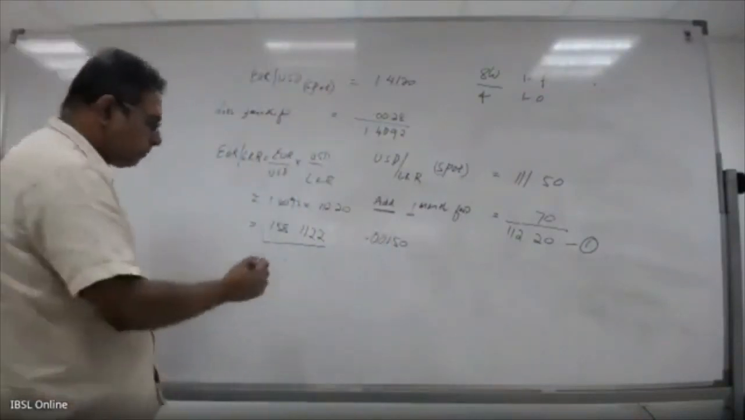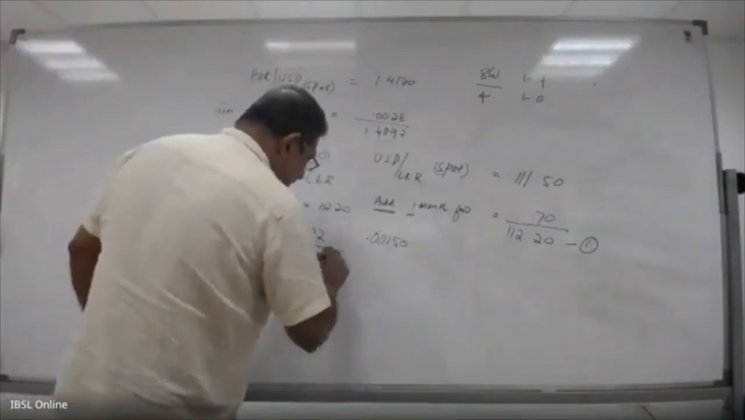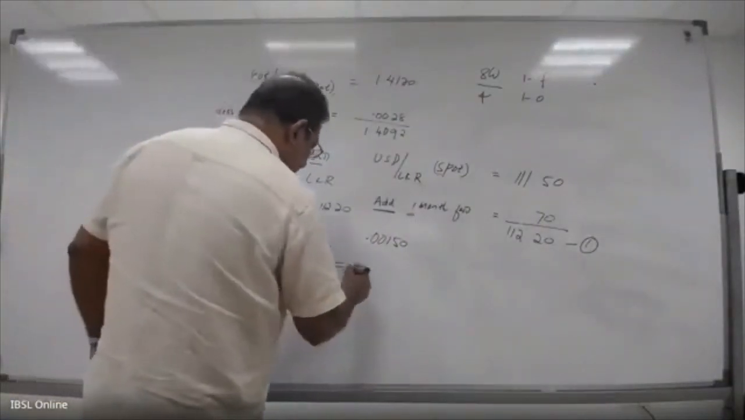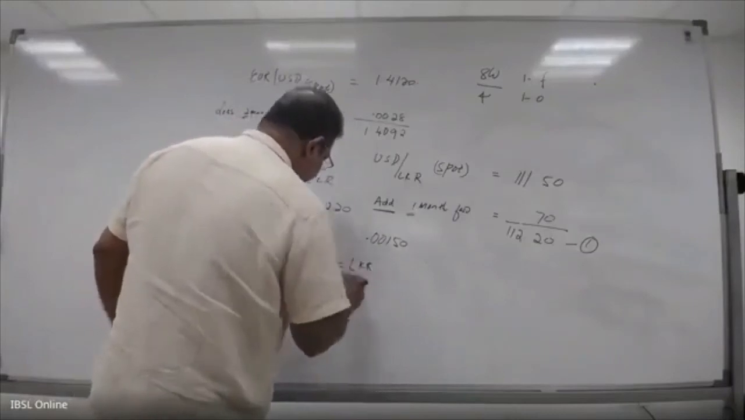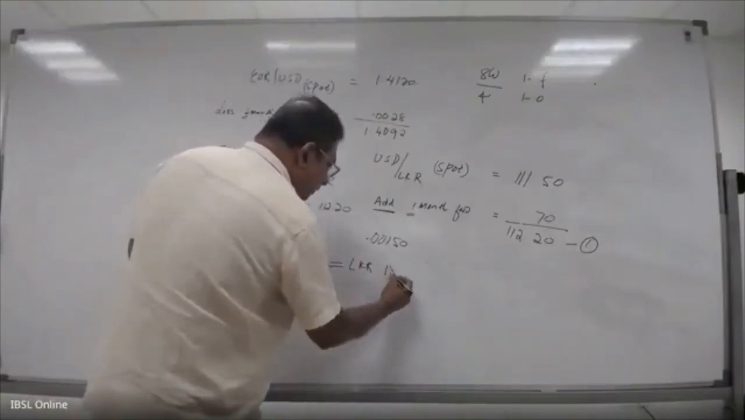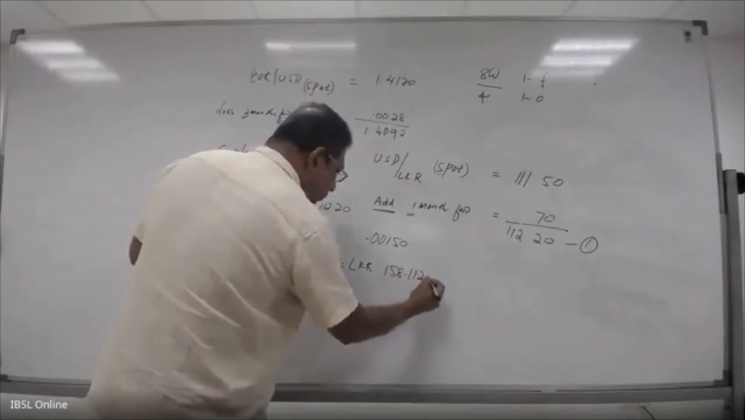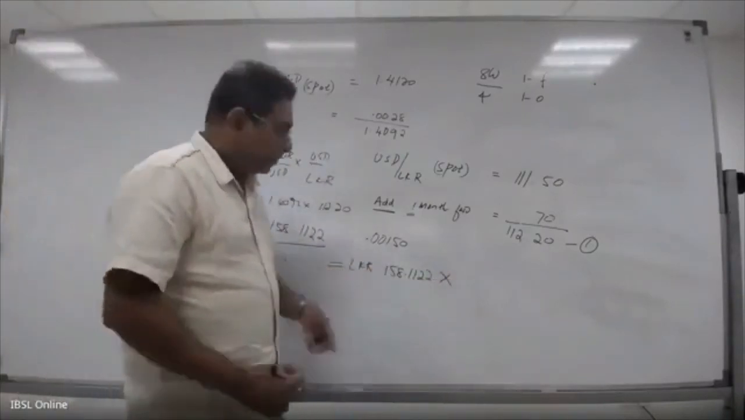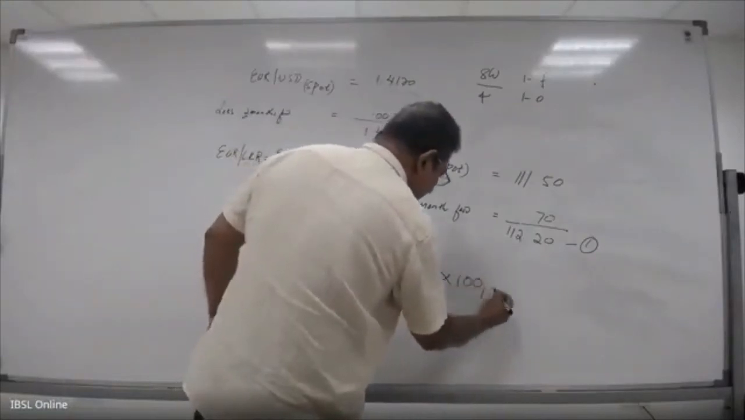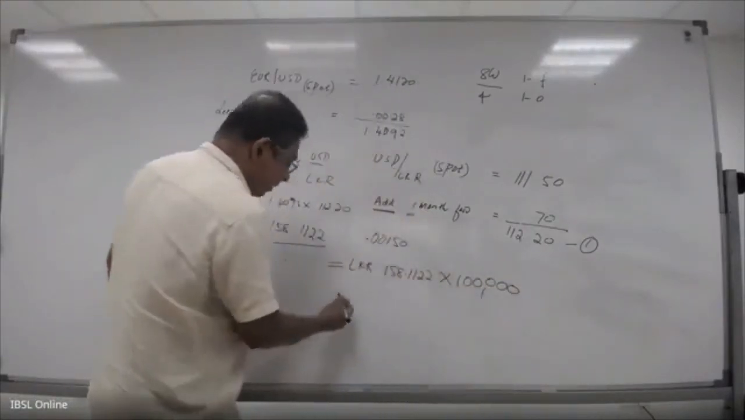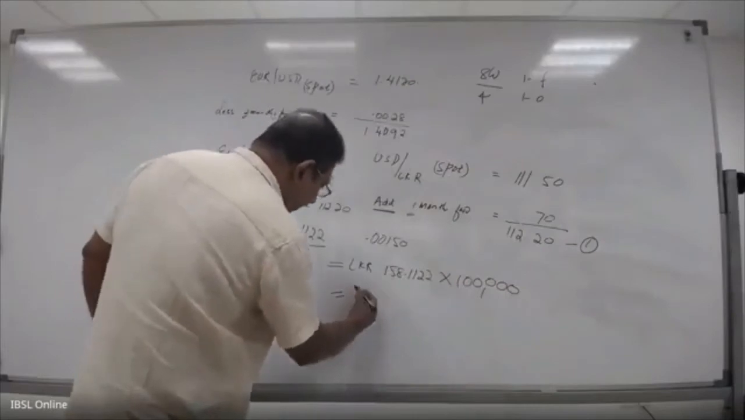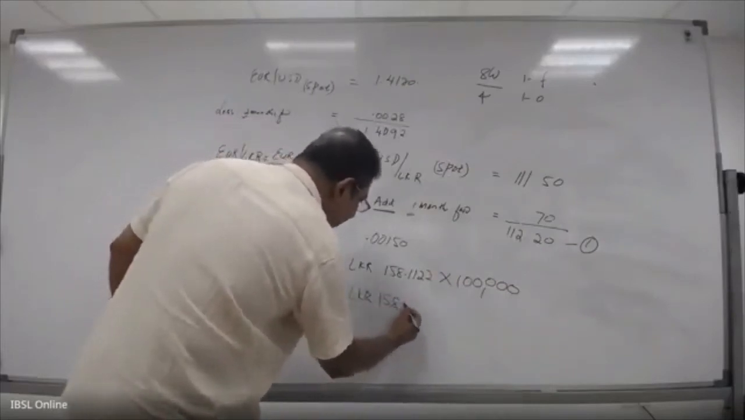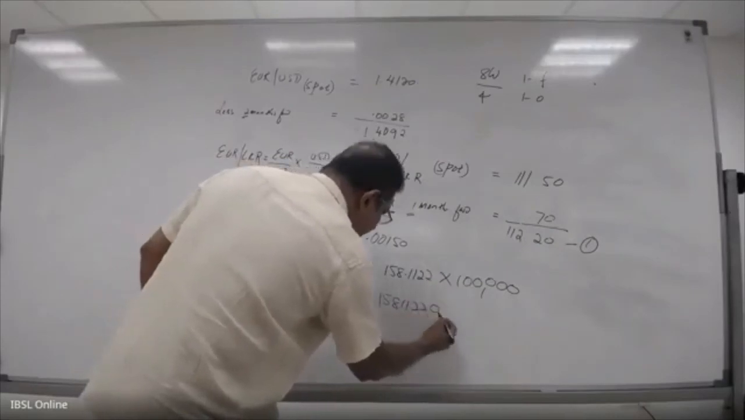Proceeds from the first export equal to LKR 158.1122 multiplied by the value of the shipment, that is 100,000. You multiply and put that. LKR 15,811,220.